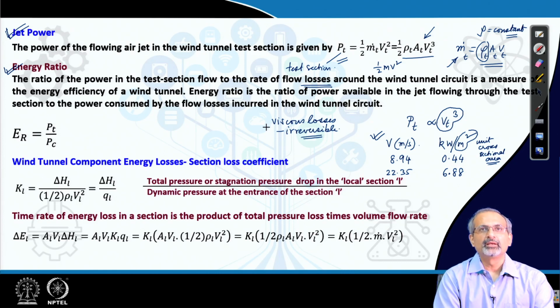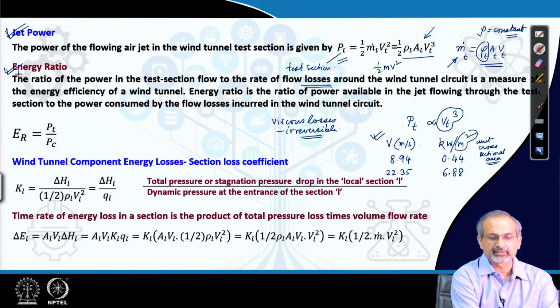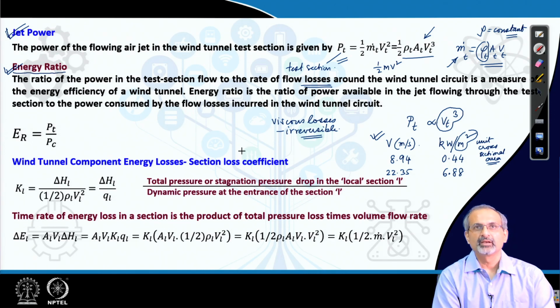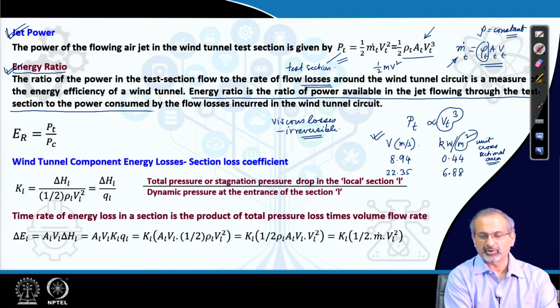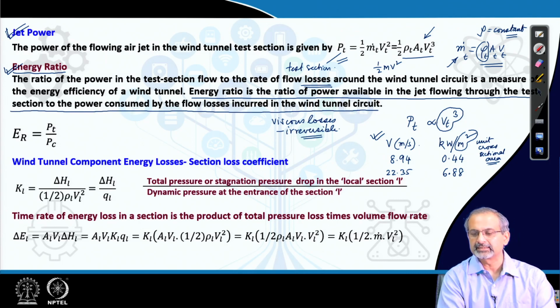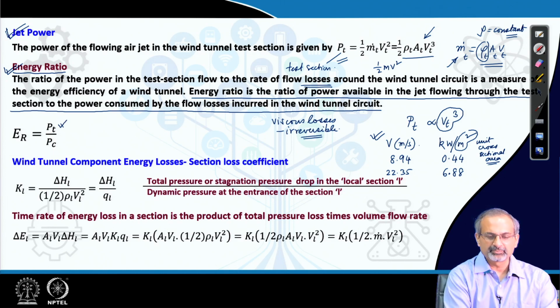Now, how do you assess the energy efficiency of the tunnel? It is through this energy ratio. What is the definition? It is the ratio of power available in the jet flowing through the test section to the power consumed by the flow losses incurred in the wind tunnel circuit, which is quite obvious that this is the power you are getting in the jet, and this is the power that you are wasting through the losses, and therefore, the larger the ratio here, the better it is in terms of energy efficiency.